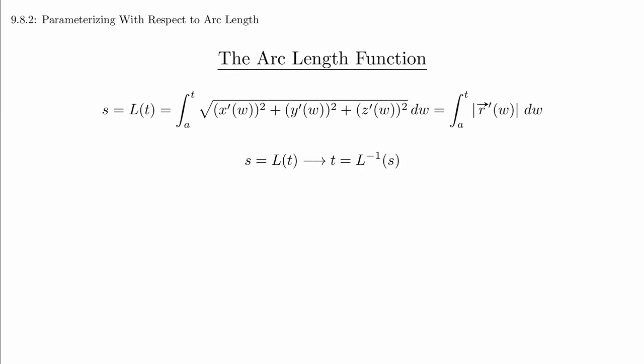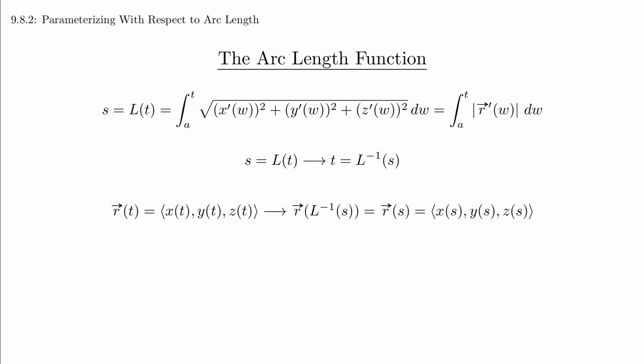As long as t travels the path without ever stopping or going backwards, we will get a function that's invertible. If we're able to invert this function, then we would get t as a function of s, which we can then substitute to get the curve parameterized by the arc length parameter.